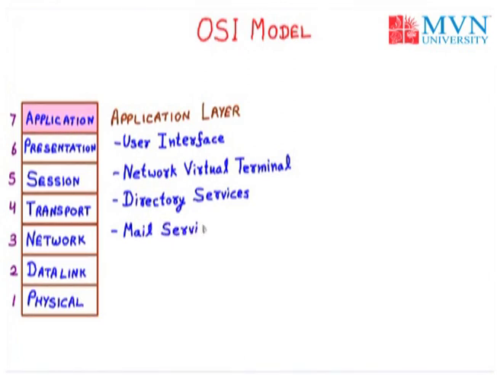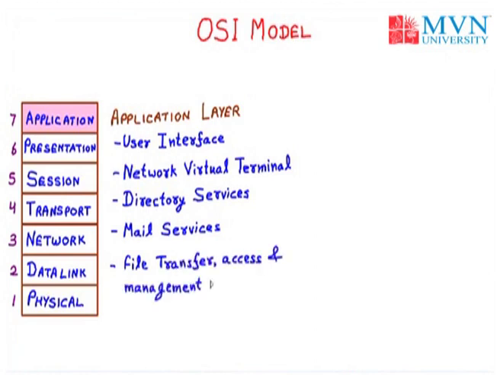Next, we have the mail services. The user can also access mail with the help of the application layer of the OSI model. Then we also have services like file transfer, file access and management. The application layer also provides services like file transfer, file access and management. That means the user can do every operation on a particular file. They can also delete, transfer and manage all types of records with the help of the application layer.